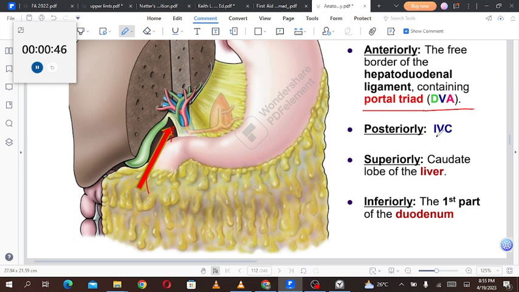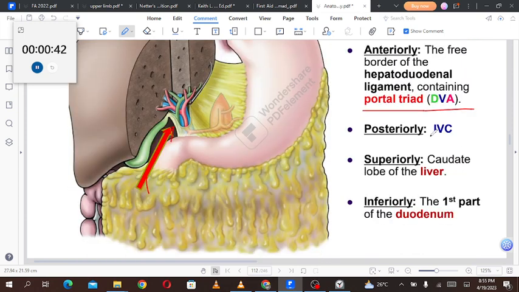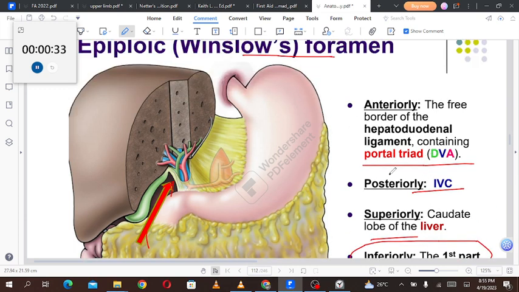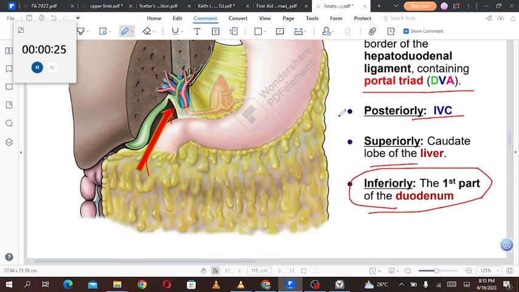Posterior to this portal triad, posterior to the epiploic or Winslow's foramen, we have the inferior vena cava. Superior to that, we have the caudate lobe of the liver, and inferior to that, we have the first part of the duodenum. So remember these relations of the epiploic or Winslow's foramen. Anteriorly, the free border of the hepatoduodenal ligament contains the portal triad, that is the duct, vein, and artery. Posteriorly, we have the inferior vena cava. Superiorly, the caudate lobe of the liver is present, and inferiorly, the first part of the duodenum is present.